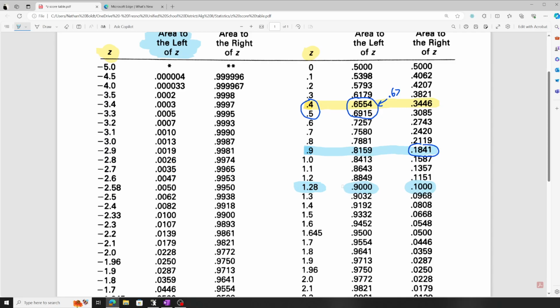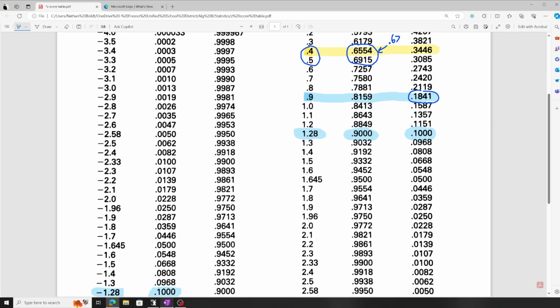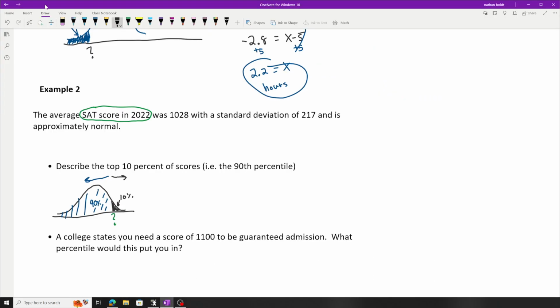Hey, that number's familiar. Symmetry, right? It was negative 1.28 down there, and now it's positive 1.28. So that is our z-score. The z-score 1.28 is equal to our score minus the average divided by 217, the standard deviation. Remember, your z-score, if you can't find it in your notes, is equal to your data point minus the average divided by the standard deviation.